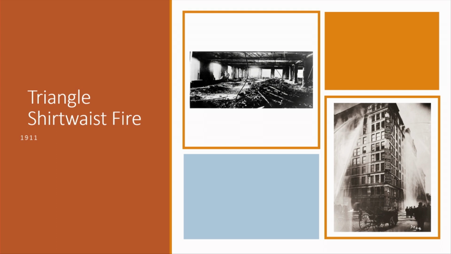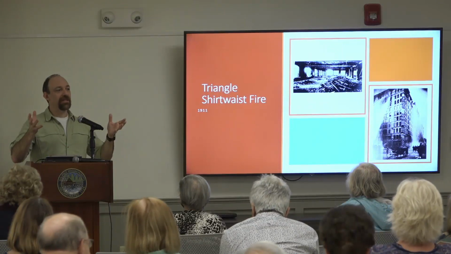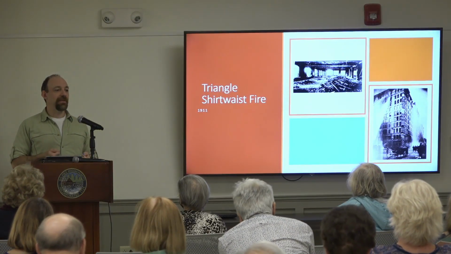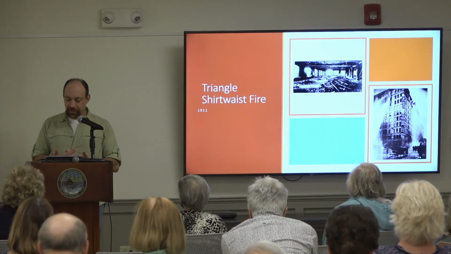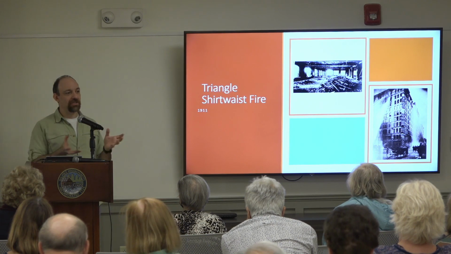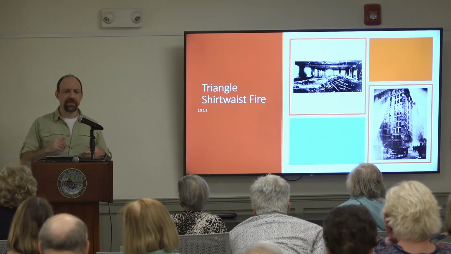And the owners of the factory did not trust their workers. They didn't want the workers to steal material to bring home with them. They did not want the workers taking unnecessary breaks. So when the women came to work, all of the doors were locked. Well, what happens at the Triangle Shirtwaist Factory? A fire breaks out, and it rapidly spreads across the factory floor. This is the upper story of an eighth-story building in Manhattan.